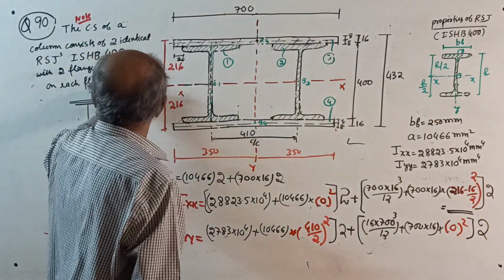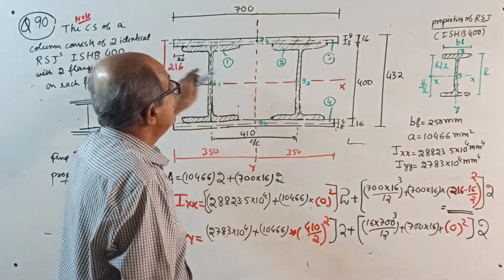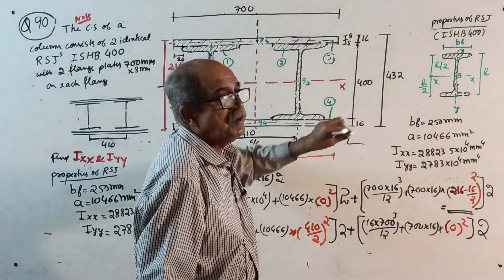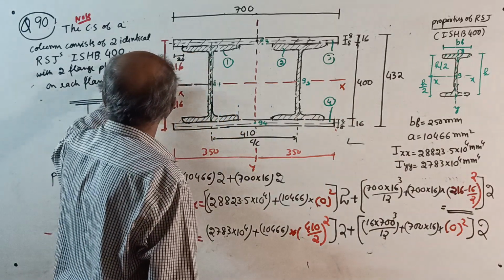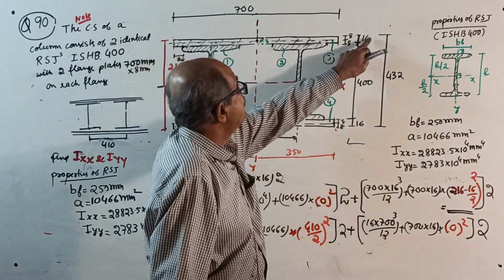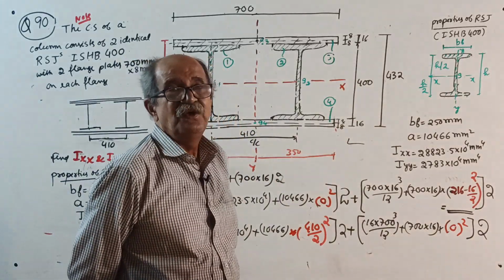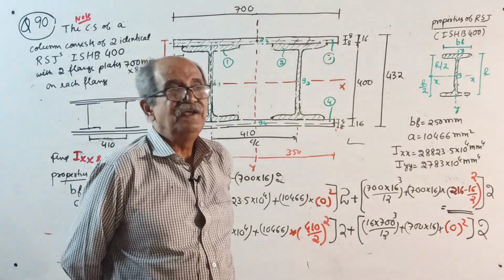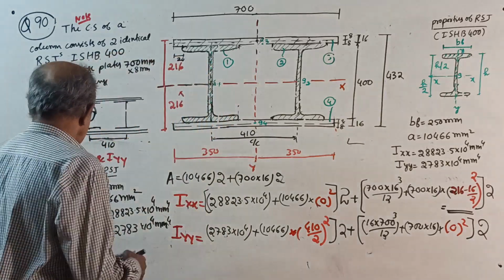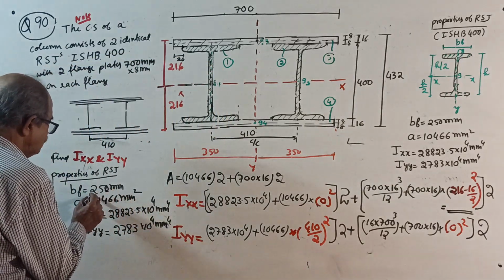Suppose they give 2 plates of 700 by 10 mm, this will become 20, this will become 20. If they give 2 plates of 700 by 16 mm, 32 and 32. Solve the question. Okay, now, sometimes some people may comment, now he changed the question, but see, he forgot to change the width of 250 mm.